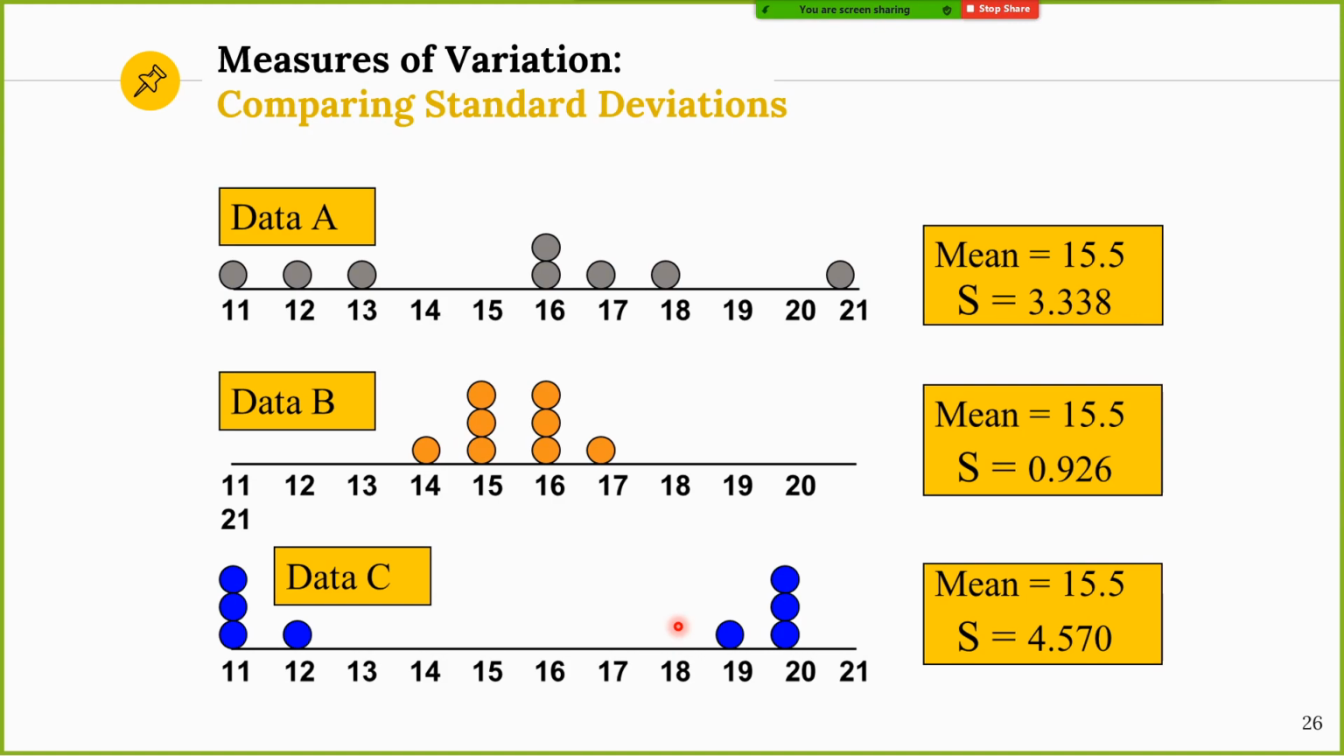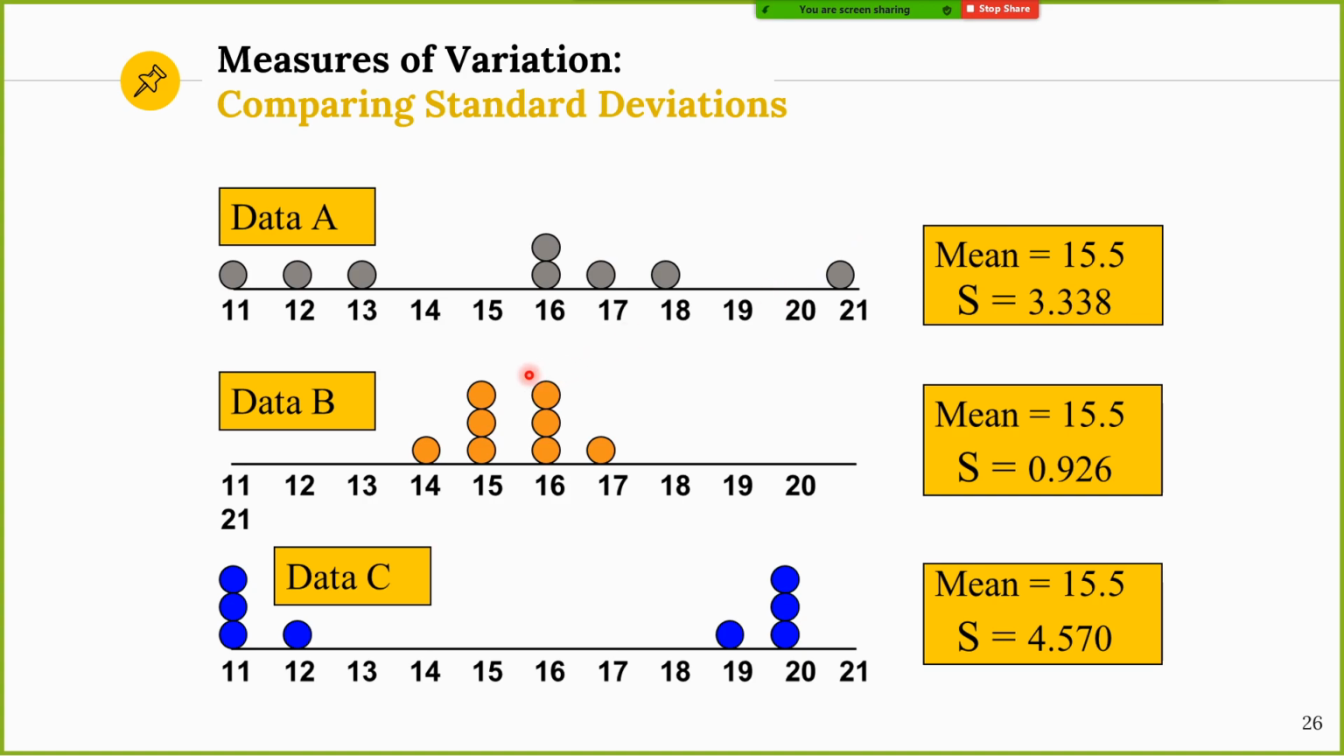Okay, so this is another example. We will compare the standard deviation. You can see we have data A, data B, and data C. In data A, we have 11, 12, 13, and we have two values of 16. The next value is 1. So the mean is around 15.5, and the standard deviation is 3.3. You know that this data is quite scattered.